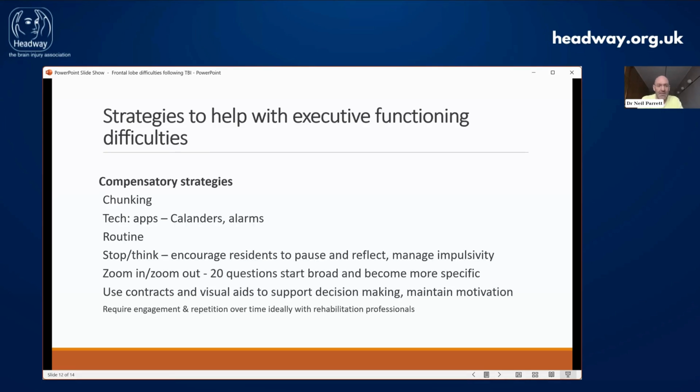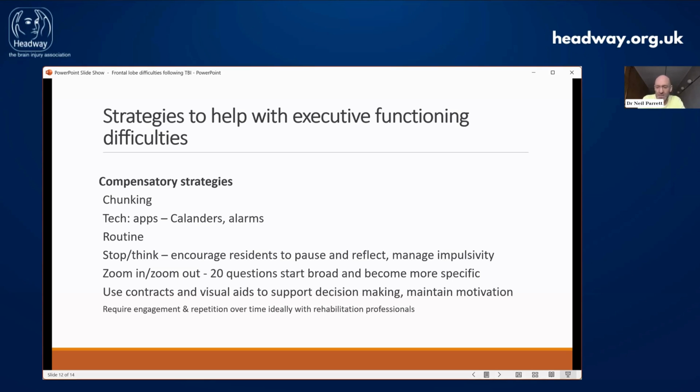In terms of strategies: routine, chunking information, apps in particular I think are very helpful these days. Stop and think, zoom in, zoom out. Each of these strategies takes a long time to learn. It requires engagement in the process. It requires repetition, and ideally over an extended period of time with a professional rehabilitation team.